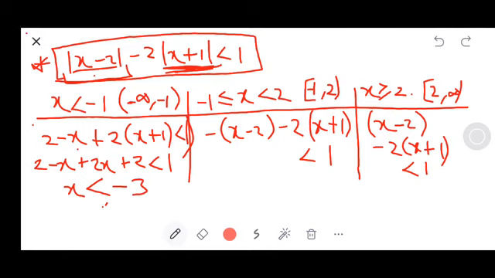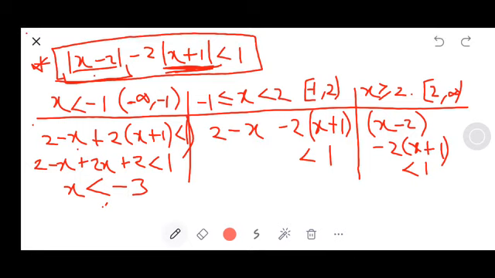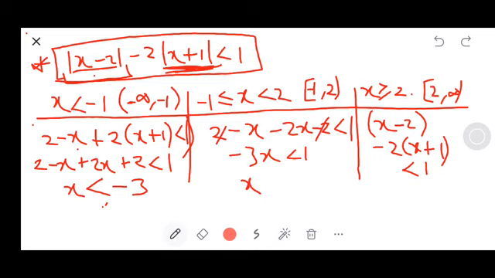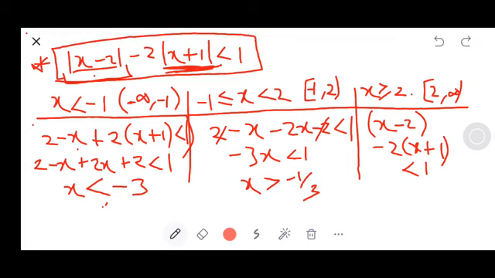For the second one, we can write this as 2 minus x. Then if I open that bracket, I'm going to have minus 2x minus 2, less than 1. So 2 we cancel minus 2, minus x minus 2x, that is minus 3x less than 1. So x is greater than minus 1 over 3. I hope I have not made any mistake there. So please be following it as I'm doing, so you catch any mistake that I've made.